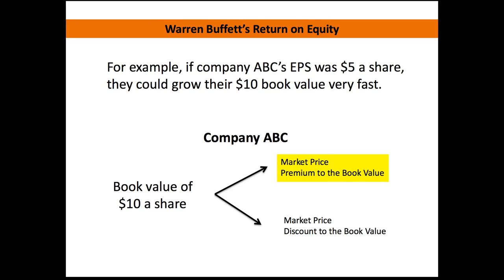For example, let's say that company ABC had an earnings per share of $5 a share. The EPS is $5. So this company could grow their book value by $5 in a 1-year time frame, because right now the book value is $10. Let's just assume that the company doesn't pay a dividend. All the earnings go into the equity of the business. So if they have an EPS of 5 and retain all of that earnings back into the business, the book value next year should be $15. That's substantial growth, going from $10 in book up to $15 in a 1-year time frame.